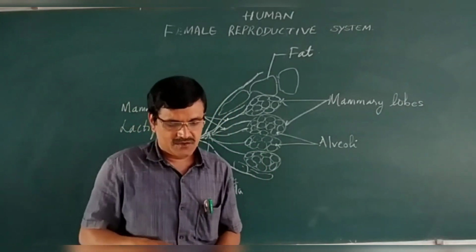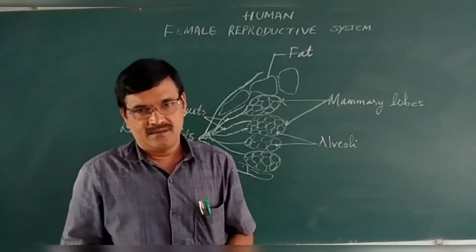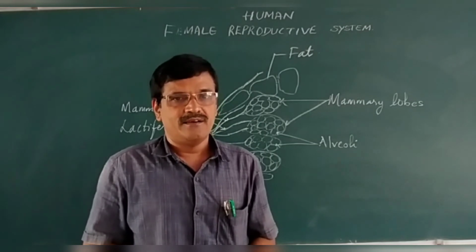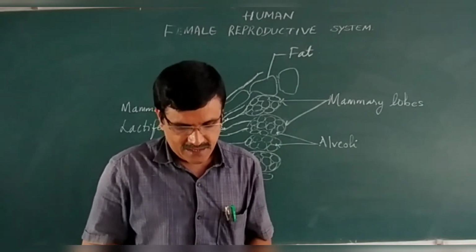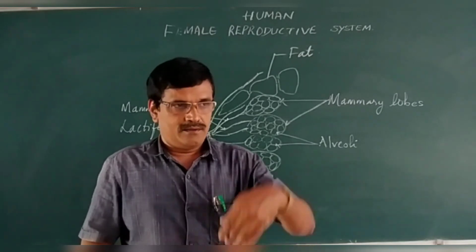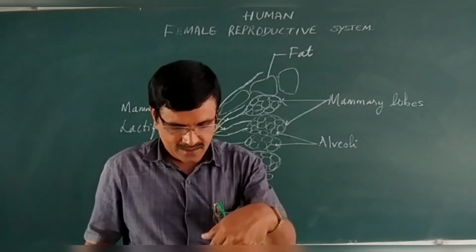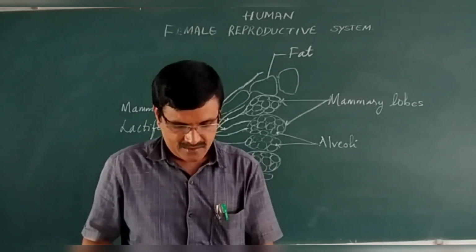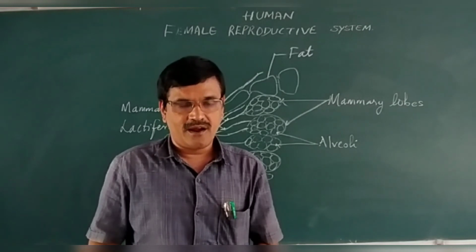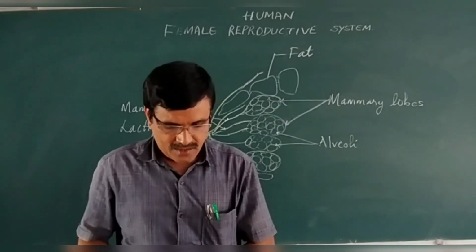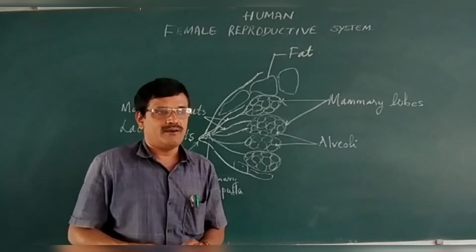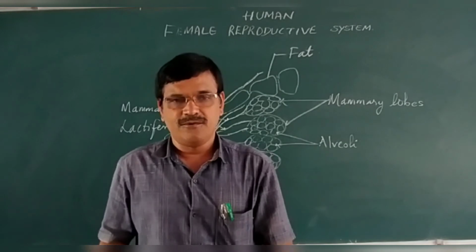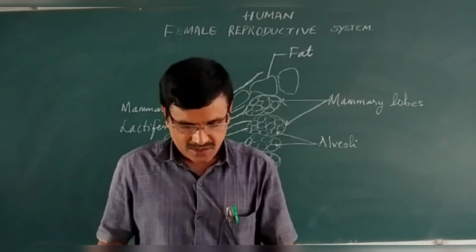Then the lower portion of the uterus is the cervix. The cervix is a junction between the uterus and vagina. The uterine cavity continues as the cervical canal, and then extends as the vaginal canal. The cervical canal and vaginal canal constitute the birth canal, which is helpful during parturition.